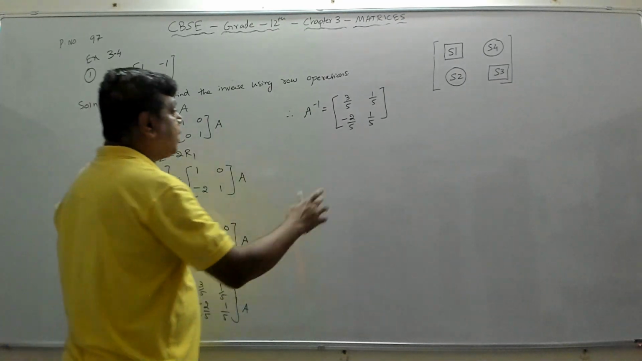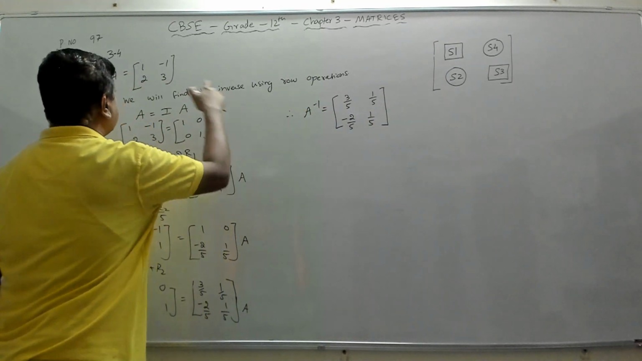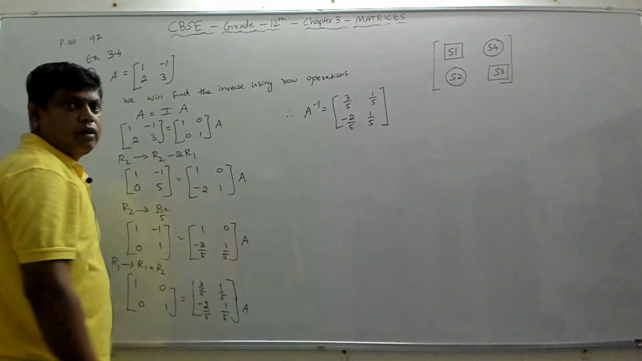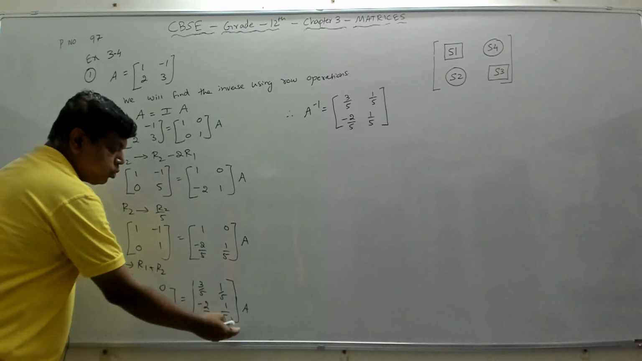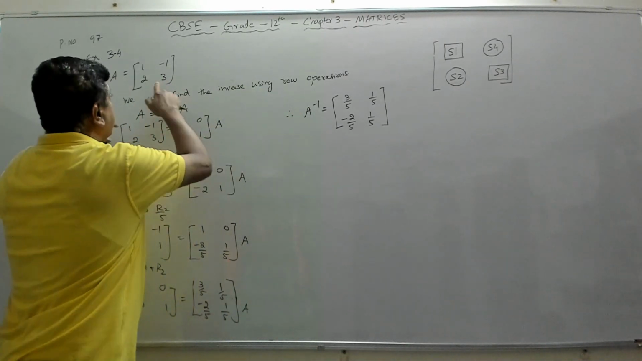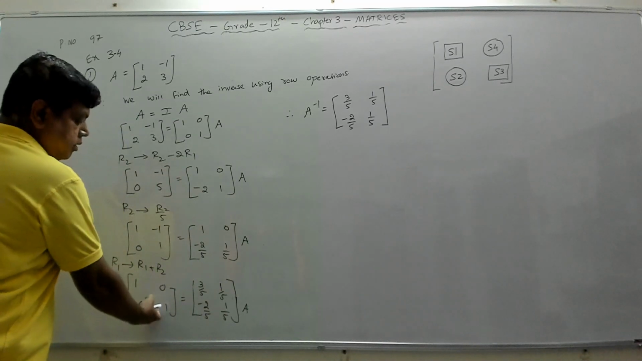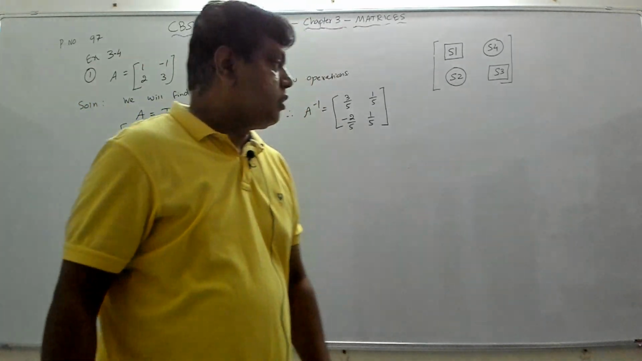Fine. Now if you multiply A with A inverse, A into A inverse, you will get the identity matrix, 1 0 0 1, which is what this is showing here also. But you can actually multiply and check. Multiply this and this, you will get the identity matrix. So this is how we will find the inverse, right?